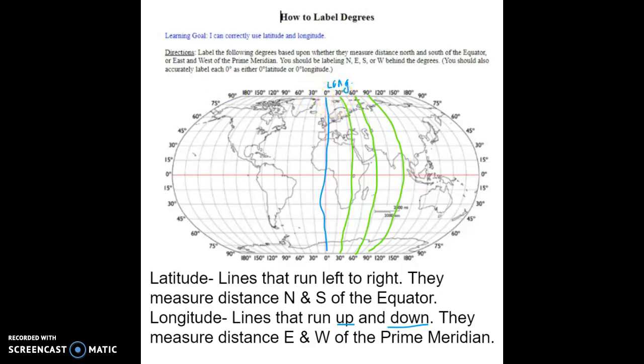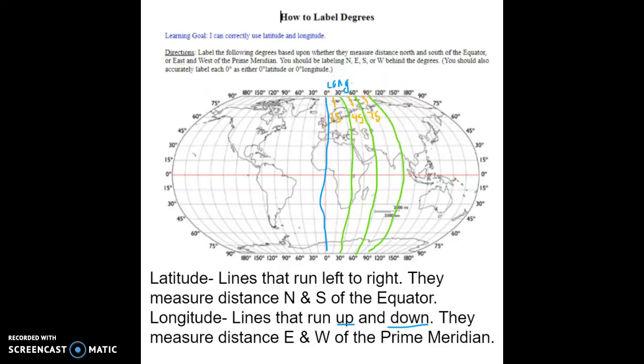Now some students can get confused because these lines aren't labeled, but these go in 15 degree increments. So this line right here is 15 degrees longitude. This is 30. This one then here you'd add 15. This would be 45, 60, 75, 90, add another 15, you'd have 105. If you added 15 from there, you'd get to your 120. But we need to label these degrees now.